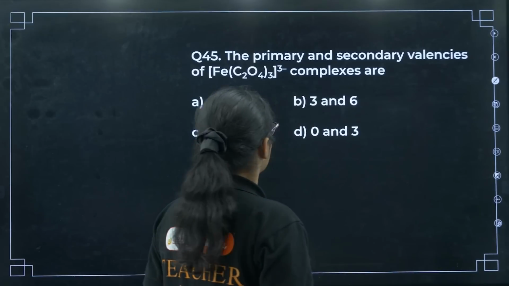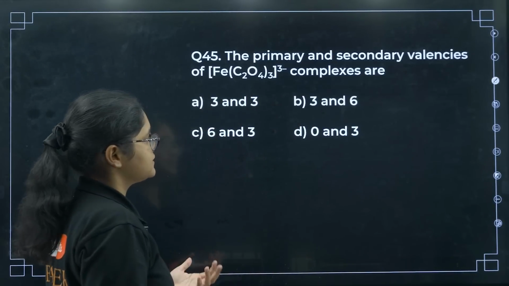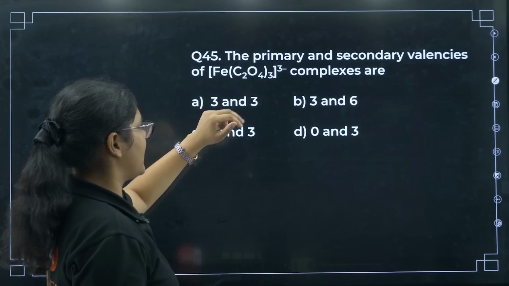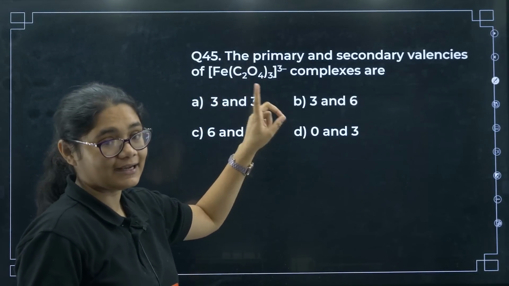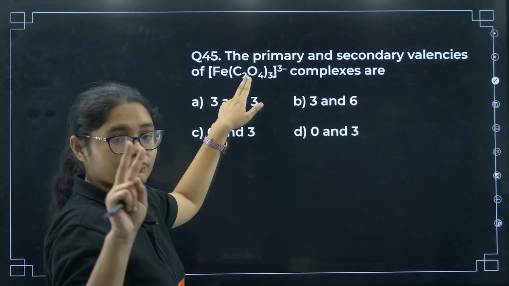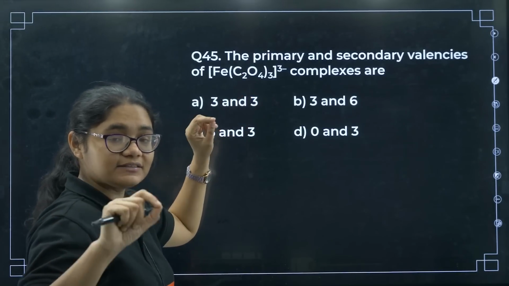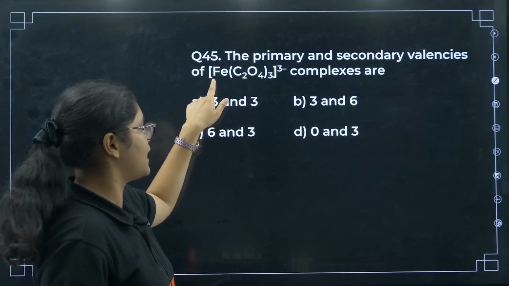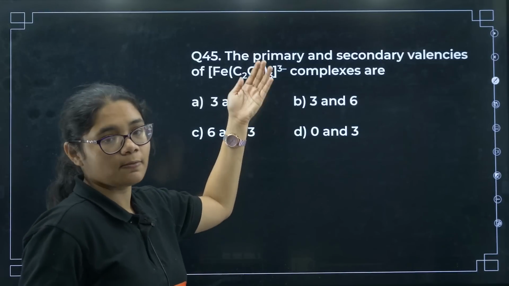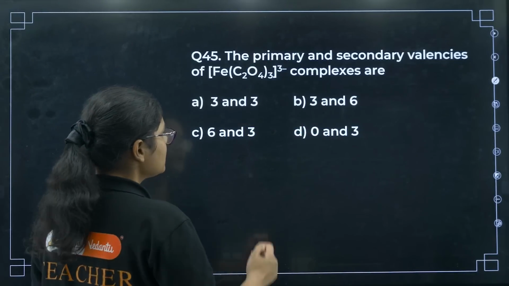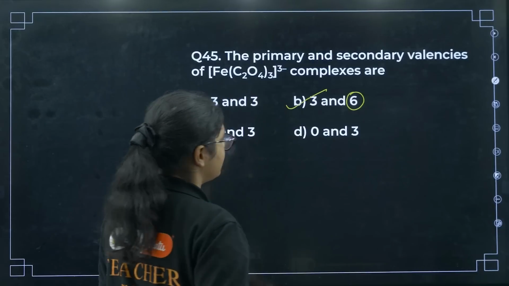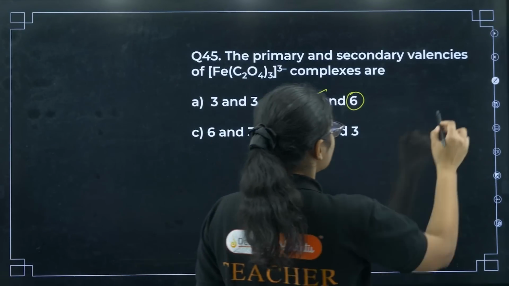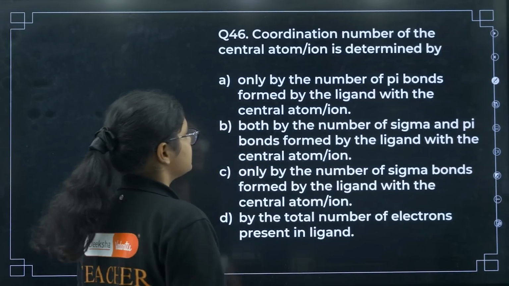Next, we have the primary and the secondary valencies of the following. So if I want to calculate, here the coordination number is 6 because C2O4 is a didentate ligand. Okay, so each C2O4 has 2 bonds, so means each C2O4 forms 2 bonds with iron. So 3 C2O4 will form 6 bonds with iron. So secondary valency will be 6, and this one if you calculate, the primary valency will be plus 3. Okay.